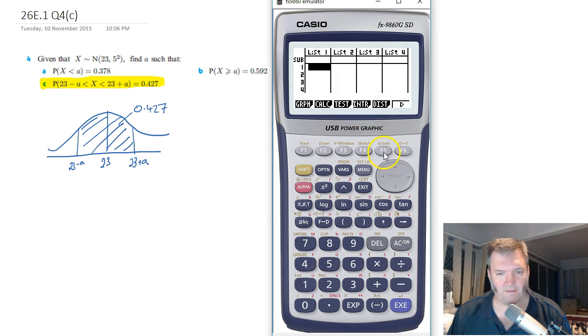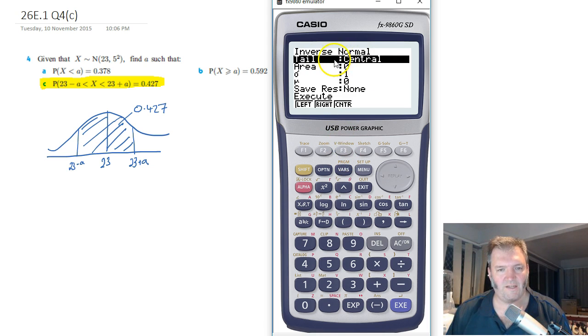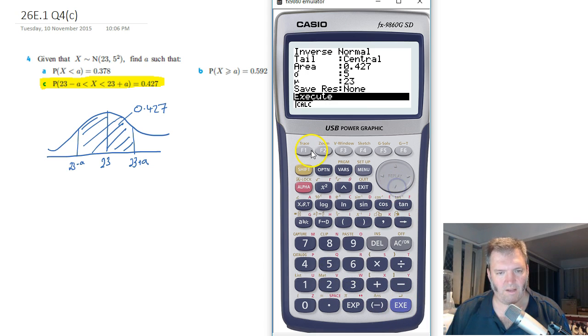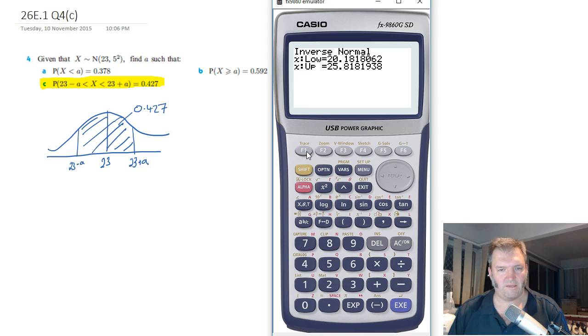Go to our calculator. It's distribution, normal distribution, inverse normal. So we use inverse normal when we know the area and we've got to work out the values. So that's F3. I've already changed it here to central. We don't actually have the tail, we're doing the central value. Go down to the area, 0.427. The standard deviation is 5 and the mean value is 23. Go down to there and we execute and we can see the answers there, 20.18 and 25.81.